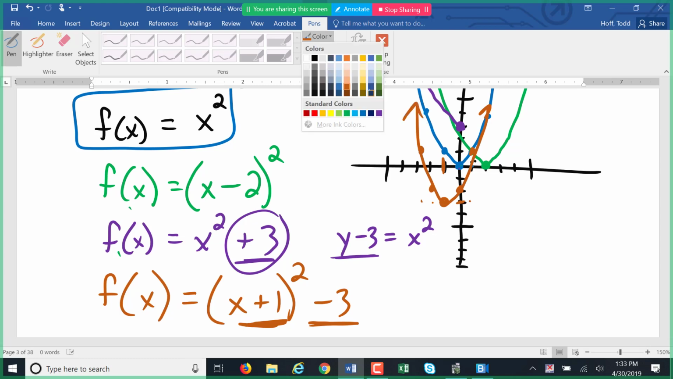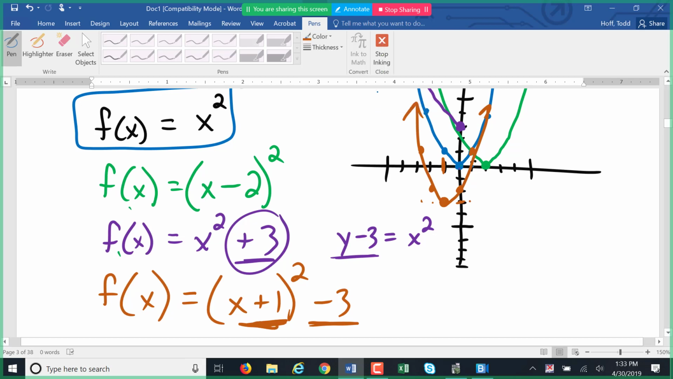The piece that we haven't really plugged into this yet is a slope factor type thing, where if I have f of x equals 3x squared. So that 3 multiplying the x is kind of like a slope. Up here we were going over 1, up 1. Well, now we would go up 3 times as much as we normally would. The vertex for this one is still at the origin, at the center here.